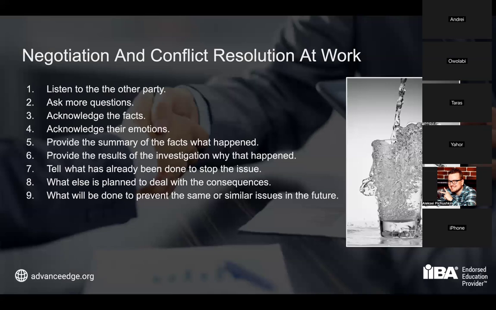And then you acknowledge the facts, right? Yes, 3 families were charged. The total amount that we have charged them for is this and that. You talk about the facts. And then after you provide this summary of facts, you provide the results of your investigation, what you have already done to understand why this occurred.